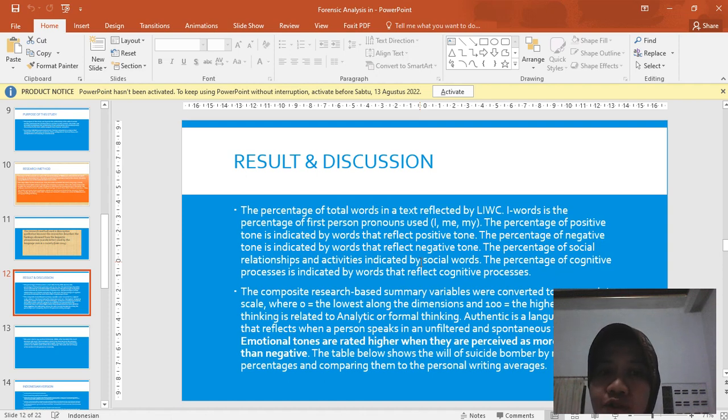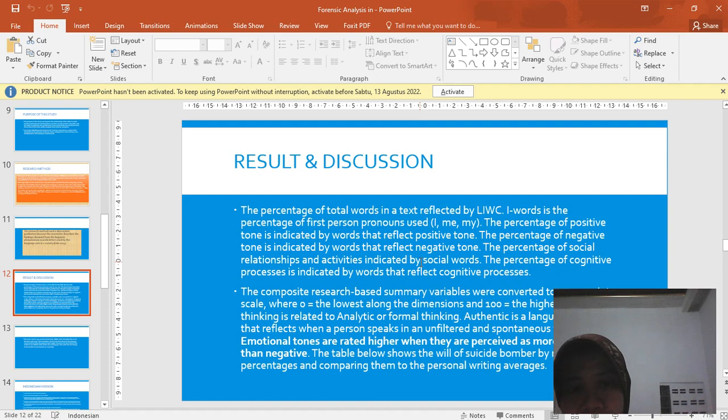The percentage of social relationship and activities is indicated by social words. For example, the speaker or the writer is greeting someone who has a relationship with the speaker. The percentage of cognitive process is indicated by words that reflect cognitive process, such as words that the speaker believes are wrong or right for him.